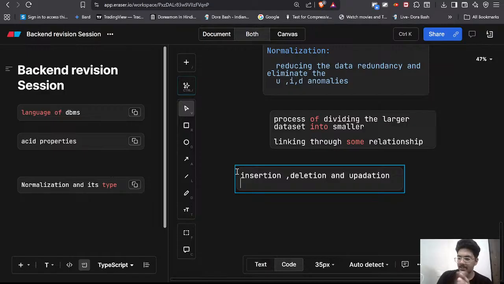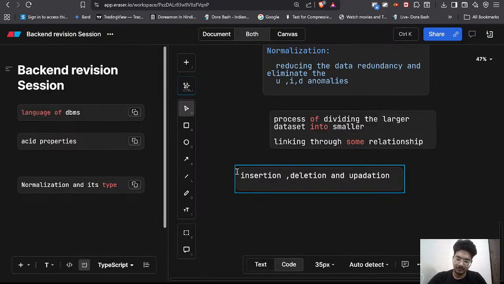What do we mean by insertion? An insertion anomaly is when one cannot insert a new tuple into a relation due to lack of data. A deletion anomaly is where a deletion of data results in an unintended loss of some important data. And an updation anomaly is when updating a single data value requires multiple rows of data to be updated.